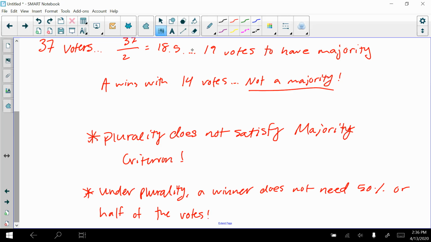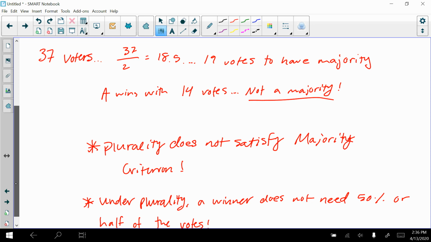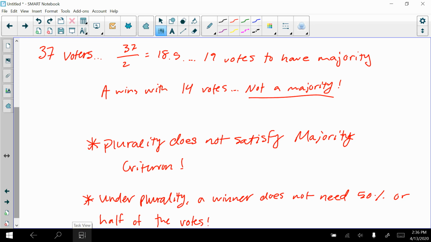Okay? So this is a brief description of the plurality method. I hope that it was helpful. I hope it made sense.